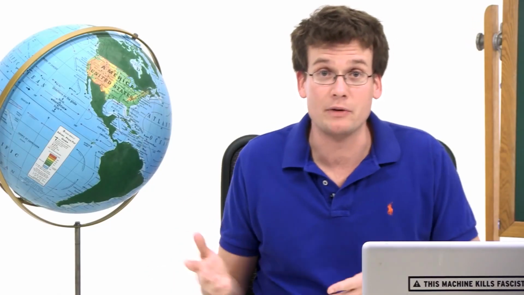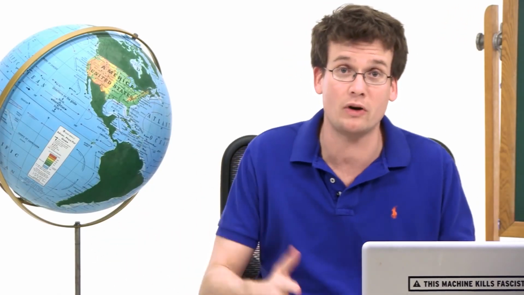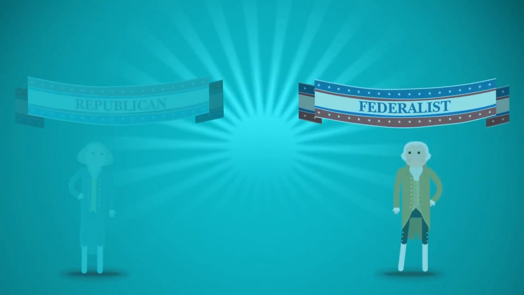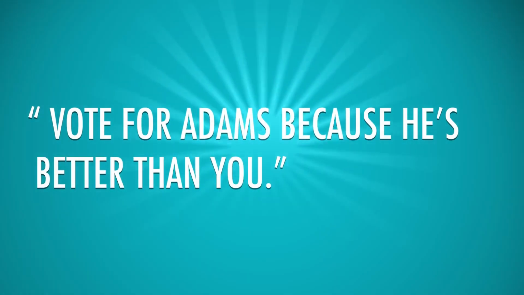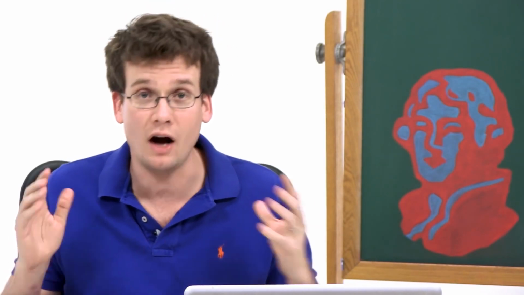Right, so Jefferson, the Republican, ran against John Adams, the Federalist. 1800 was the first election where both parties ran candidates and actually campaigned, and surprisingly, the Federalists' elitist strategy of "vote for Adams because he's better than you" did not work. So Jefferson became president, and his election showed that Americans wanted a more democratic politics, where common people were more free to express their opinions.